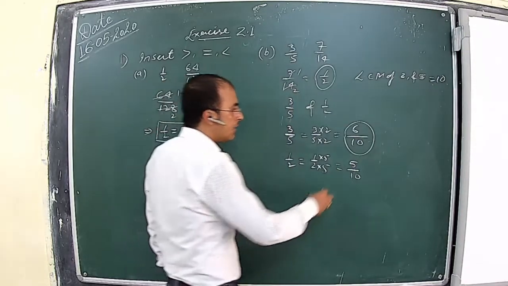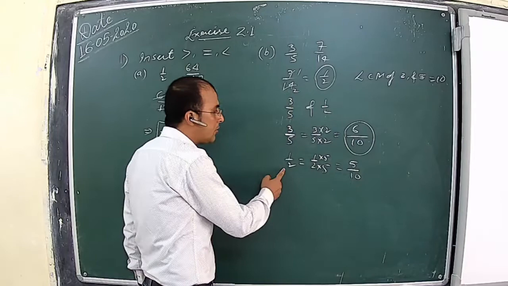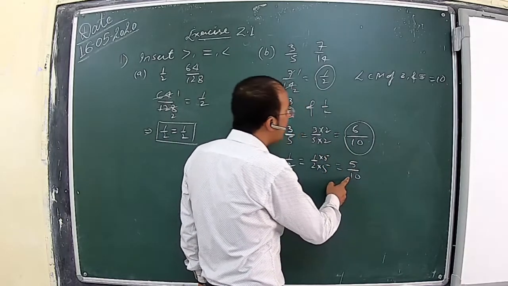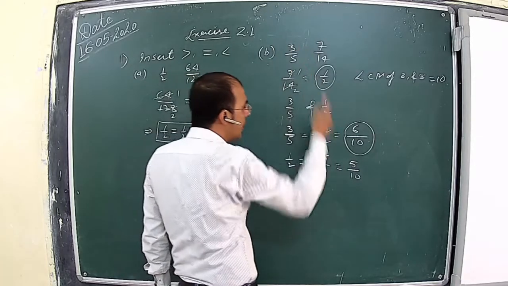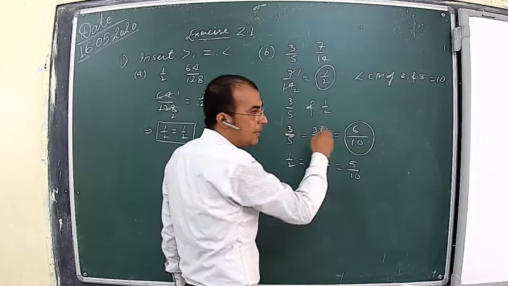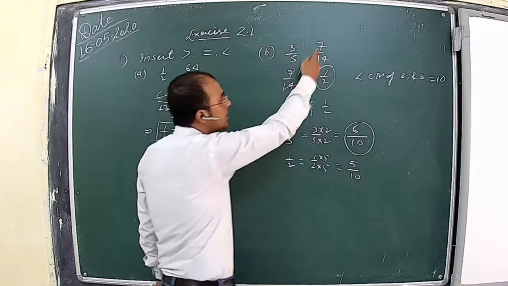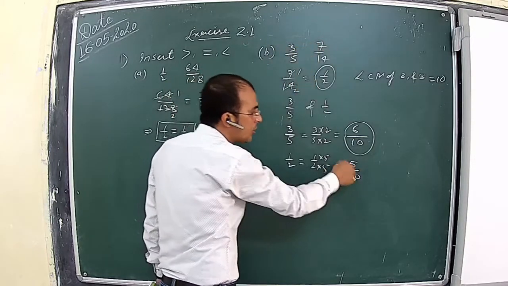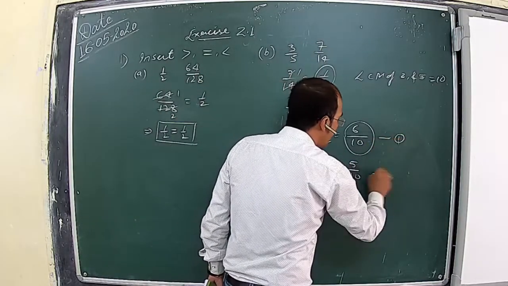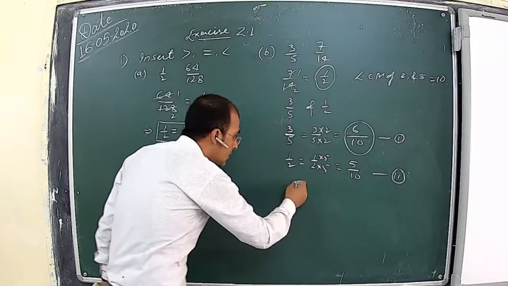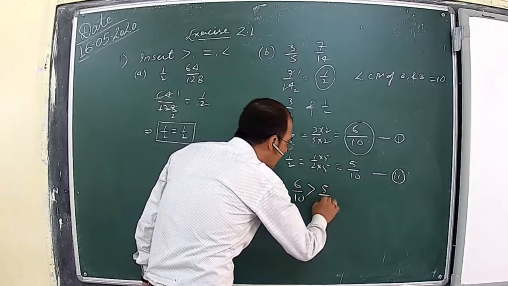And we can see that the equivalent of 3 by 5 is 6 by 10, and the equivalent of 1 by 2 is 5 by 10, or you can say 7 by 14. It means 7 by 14 can be written as 5 by 10, because its lowest value is 1 by 2 and this lowest value is also 1 by 2. So we can say that 6 by 10 is always greater than 5 by 10.